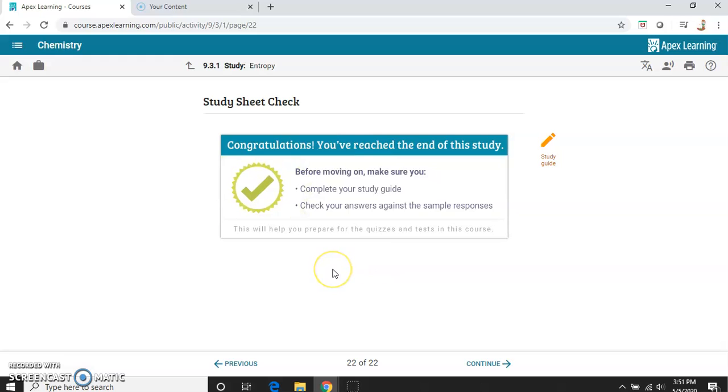Okay, so that's the end of this one. Not a super hard or difficult thing, the whole idea of entropy and randomness, chaotic, different things going on. So, good luck.